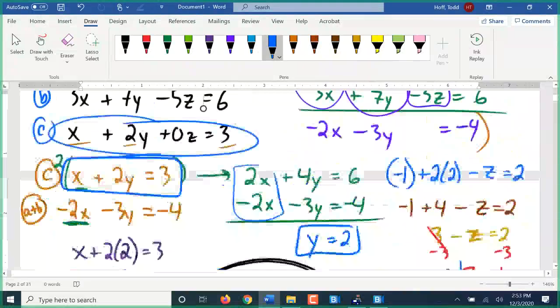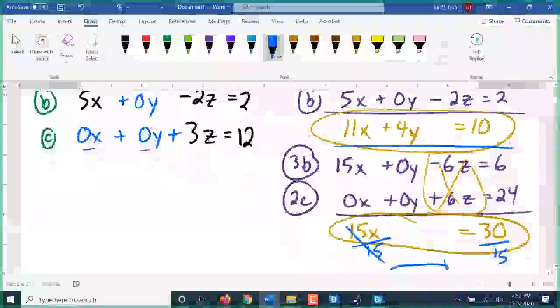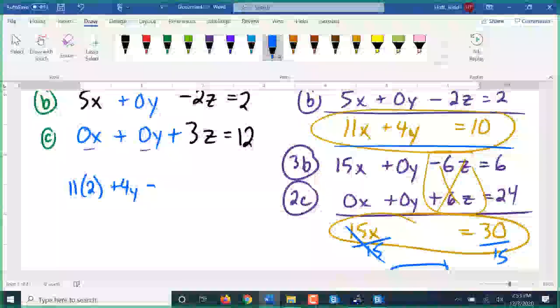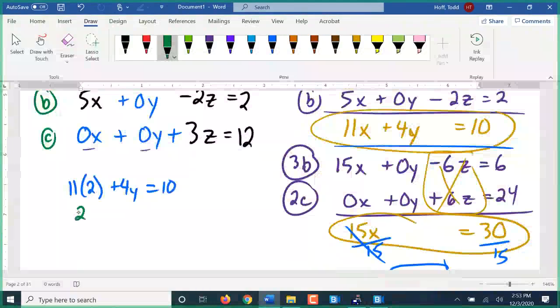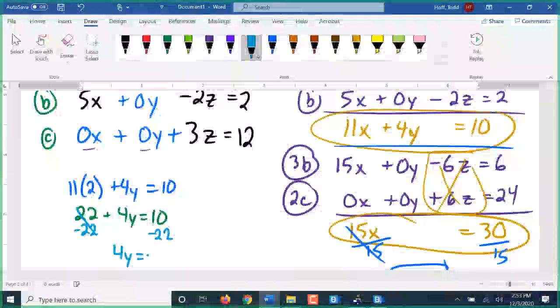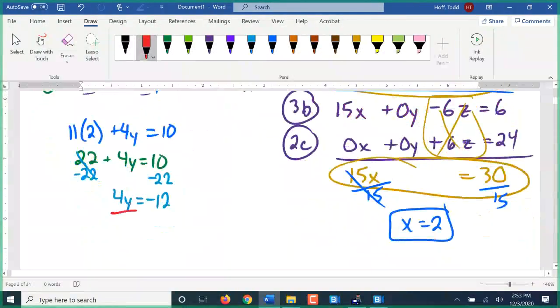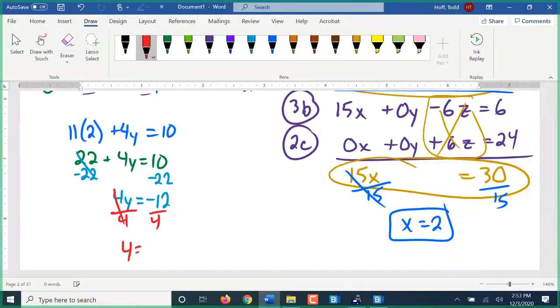I guess I have to go to this as my only choice here for a two-variable. So 11 times 2 plus 4y equals 10. 11 times 2 is 22 plus 4y equals 10. Subtract the 22. 4y equals negative 12. And we can divide by 4 to get negative 3. Y equals negative 3. Negative 12 divided by 4 is negative 3.